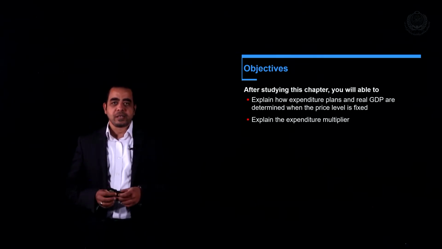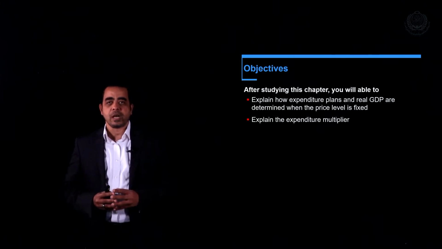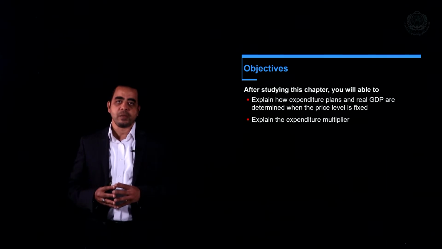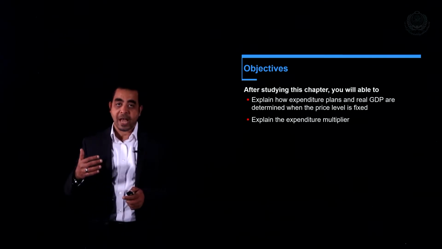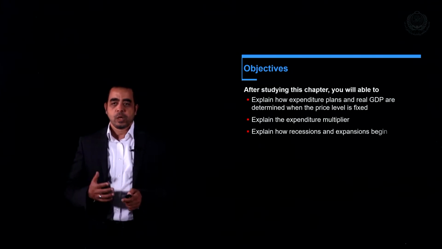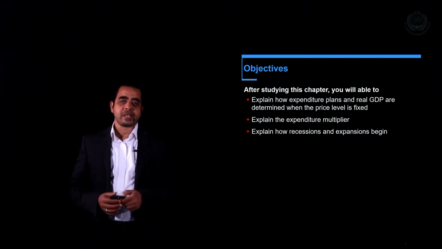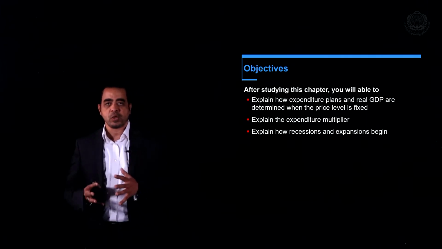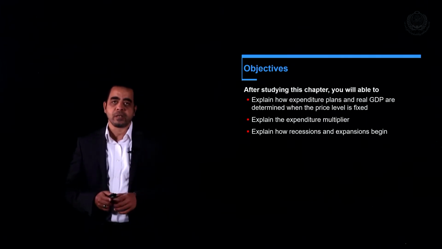We will see that some expenditures in the economy will be translated into a bigger effect on the GDP than their original value. We will see how and why. We will see how this theory explains the fluctuation in the economy, the recessions, and the expansions. What is the triggering point for each of them?